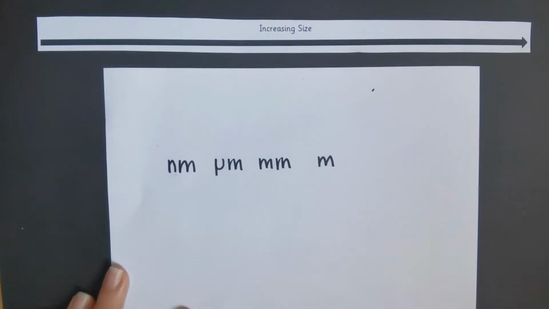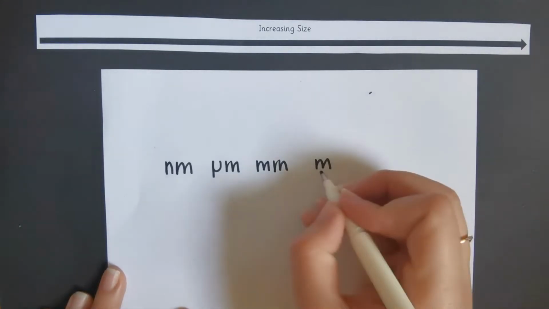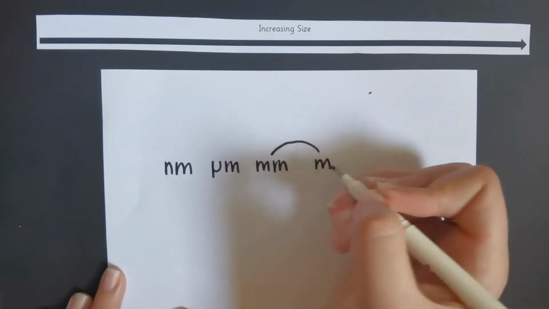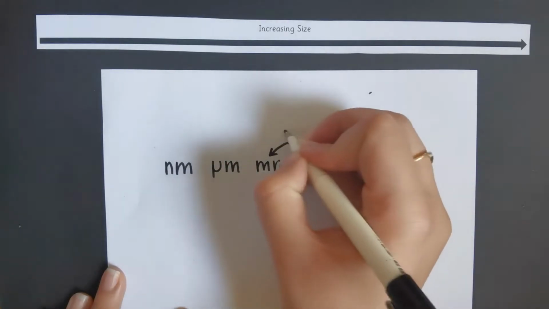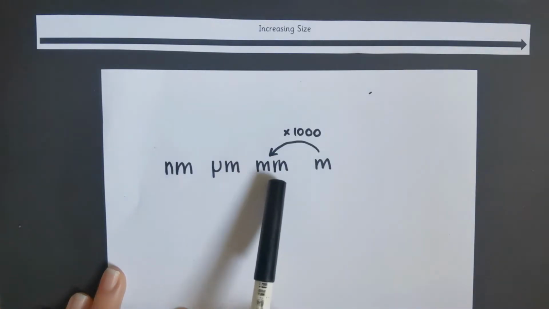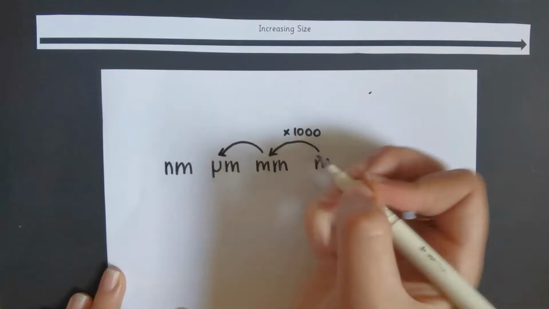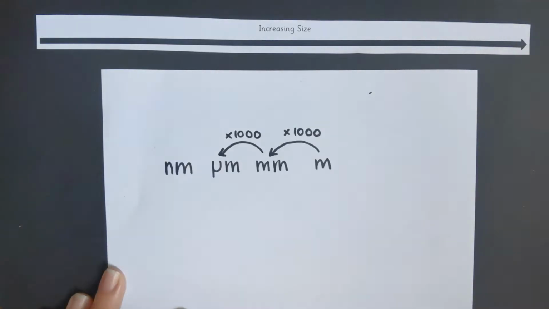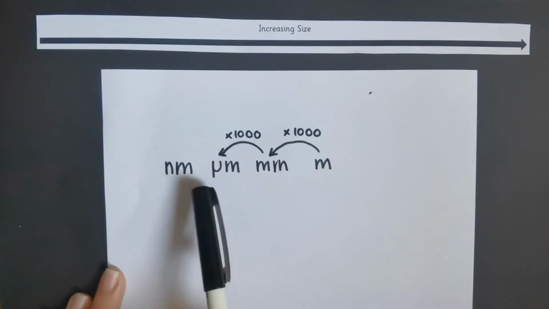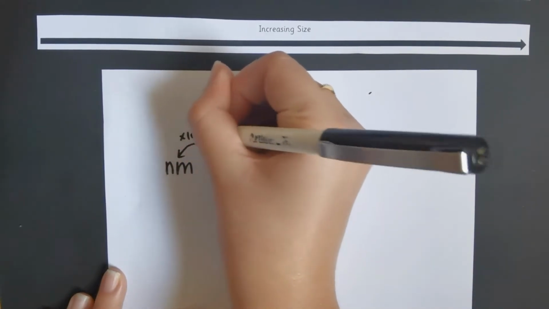Now I'm going to show you guys how to convert from one unit into another. So for example, how to go from meters to micrometers and so on. So in a meter, there are 1,000 millimeters. So to go from meters to millimeters, what we need to do is we need to times our number by 1,000. Now in a millimeter, there are 1,000 micrometers. So to go from millimeters to micrometers, we times by 1,000. And in a micrometer, there are 1,000 nanometers. So to go from micrometers to nanometers, you need to times by 1,000.